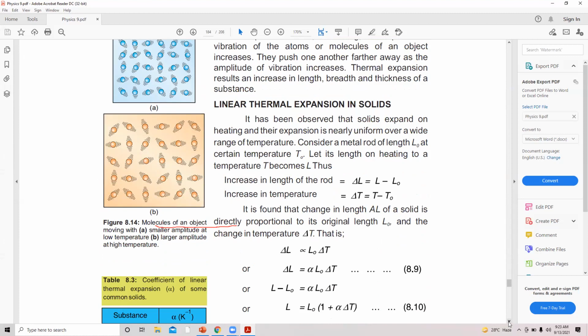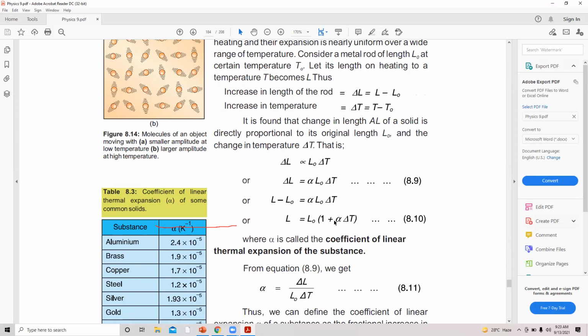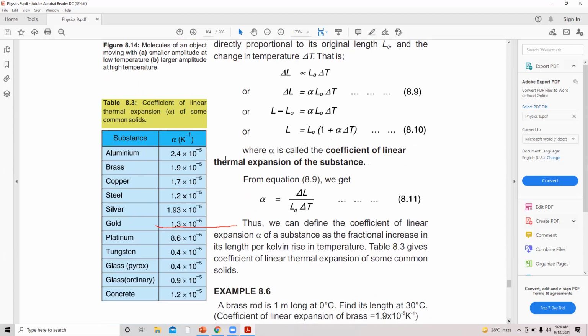So what is the formula for linear thermal expansion in the case of solids? This is the formula written over here. And what is the coefficient of linear thermal expansion for a substance? You must know that it is alpha, which equals the change in length divided by the original length into the change in temperature, right? Then you also have to go through table 8.3, the coefficient of linear thermal expansion alpha of some common solids. So just go through them.